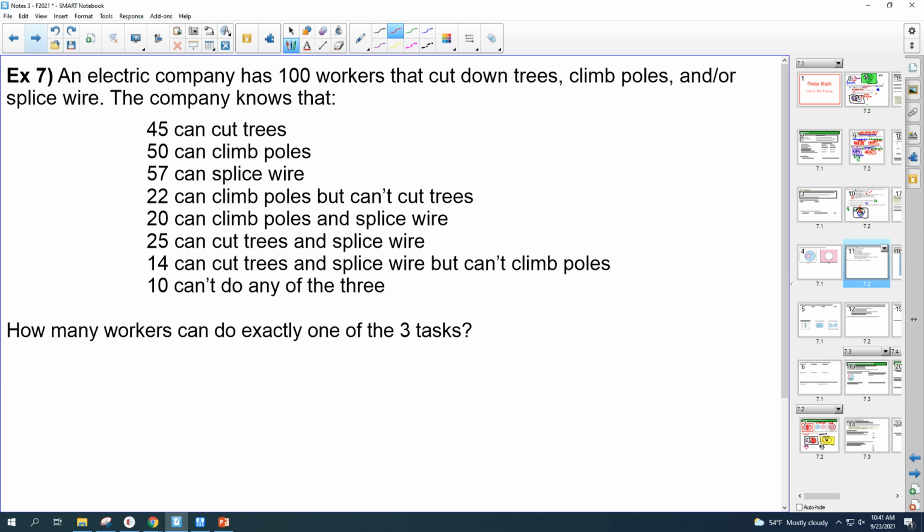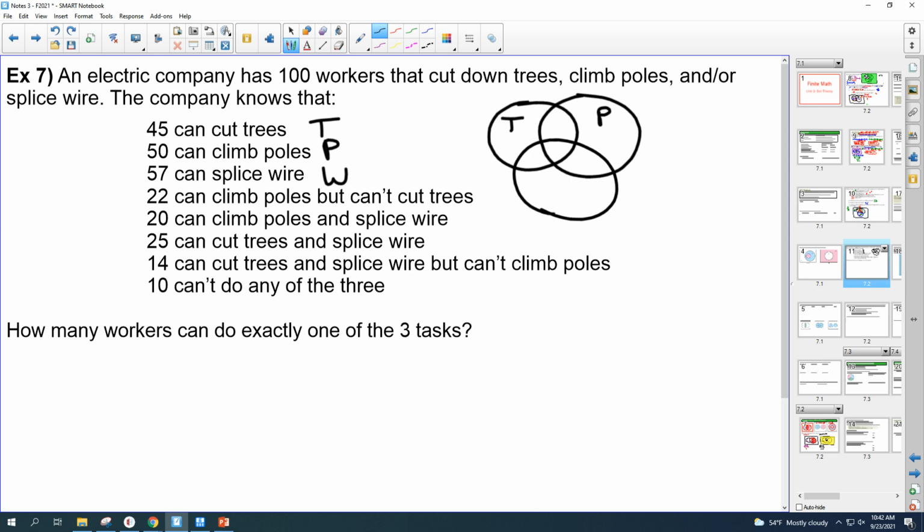So let's see if I can fit it in over here. Okay. You've got trees, poles, and wire. So it's the same thing. You've got 3 sets in this problem. So trees, poles, and wire. Box. If you don't draw the box, you don't get all 8 of the sections.